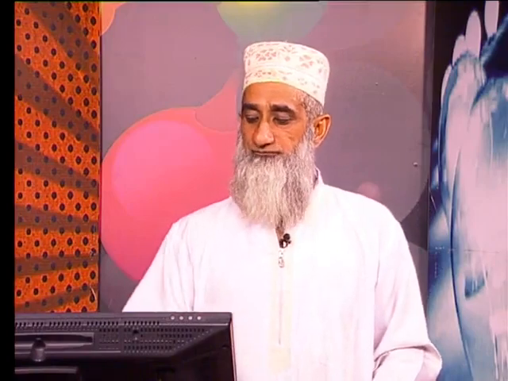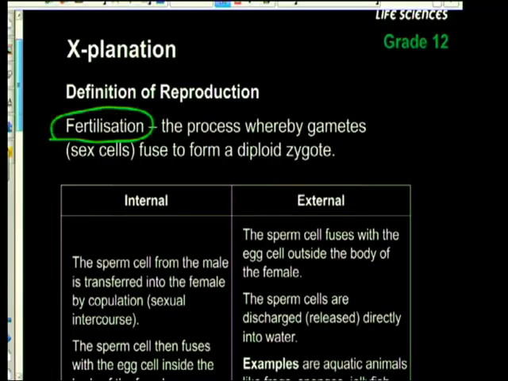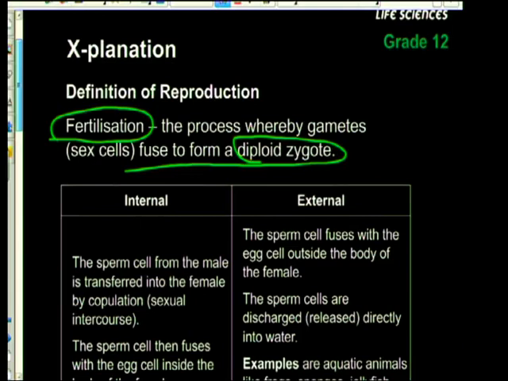Moving on, fertilization. First of all, what is fertilization? We spoke about earlier that during sexual reproduction, the male and female gametes fuse. This is fertilization. Simple. Fertilization refers to the fusion of male and female sex cells, sperm and egg in our case, to form a diploid zygote. Now, we have to look at internal and external.